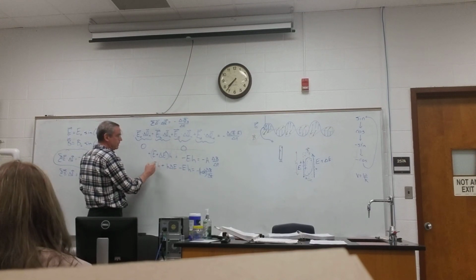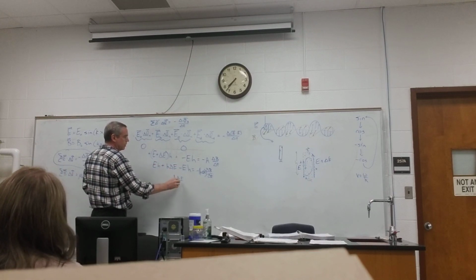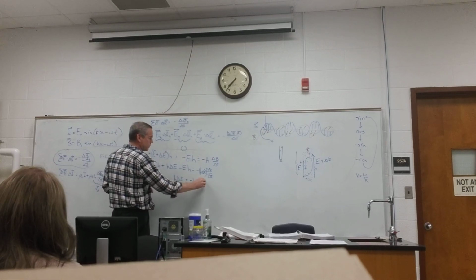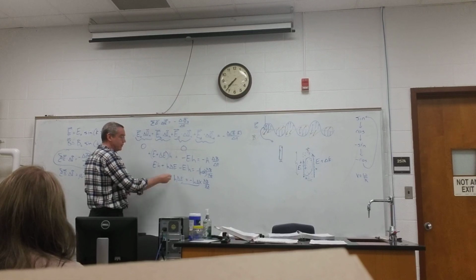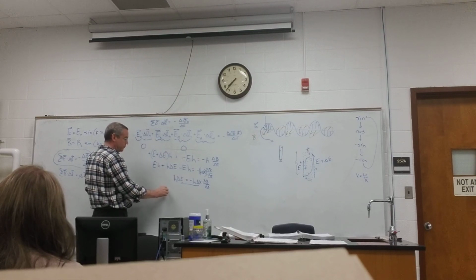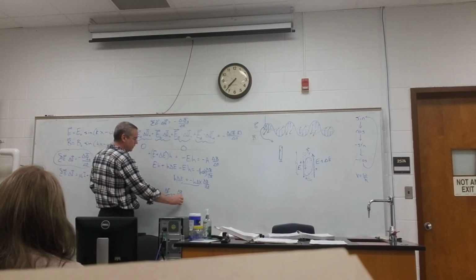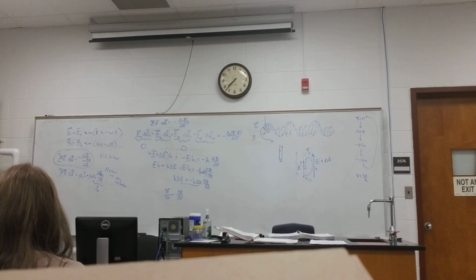On the left-hand side here, EH cancels out, so I'm left with H delta E. And that's equal to negative H delta X times delta B over delta T. I'm going to leave that there for right now. I'm going to divide both sides by delta X. My H's cancel out, which is nice. So I'm left with delta E over delta X equals negative delta B over delta T. And this is where we started.